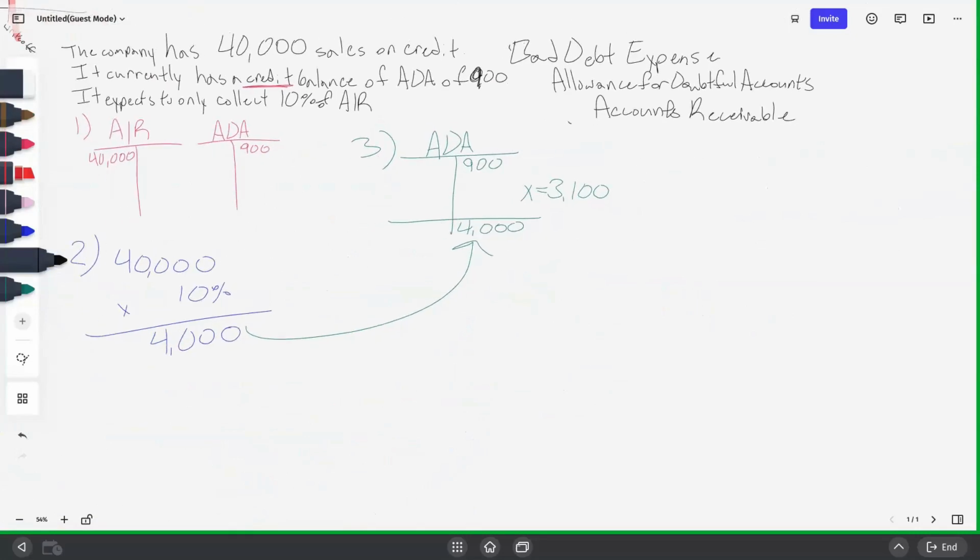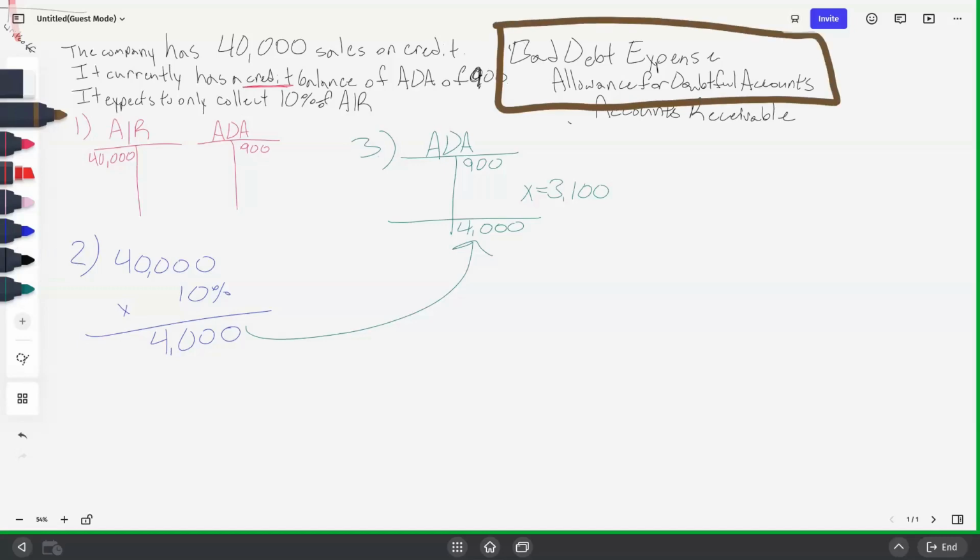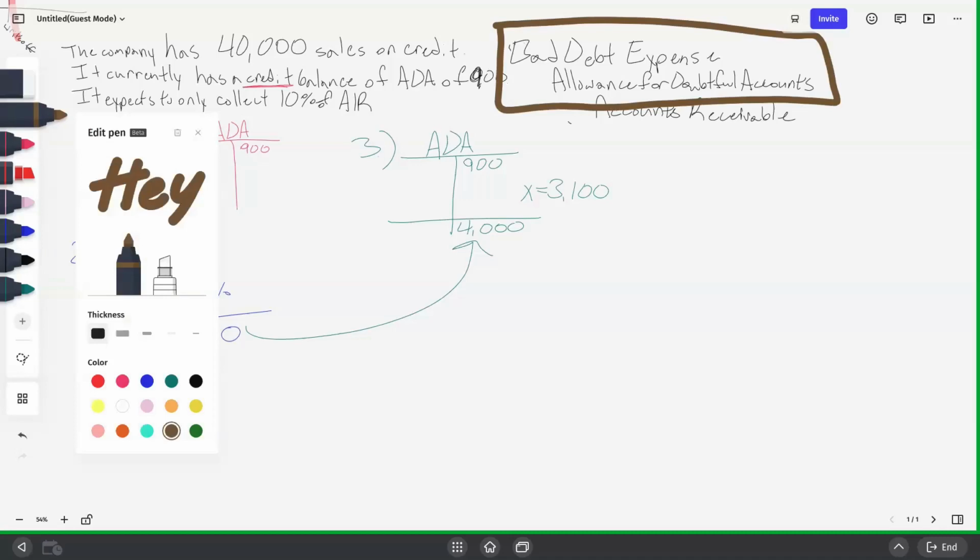But we know that we are specifically going for this part here. We're saying, all right, we just want to adjust it. So we take our bad debt expense.